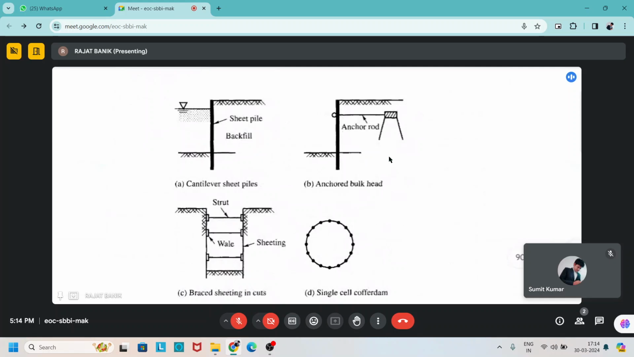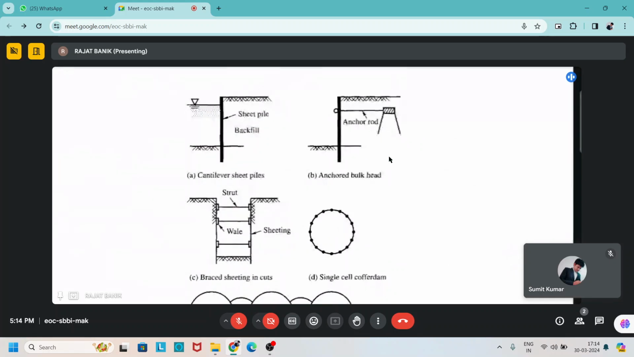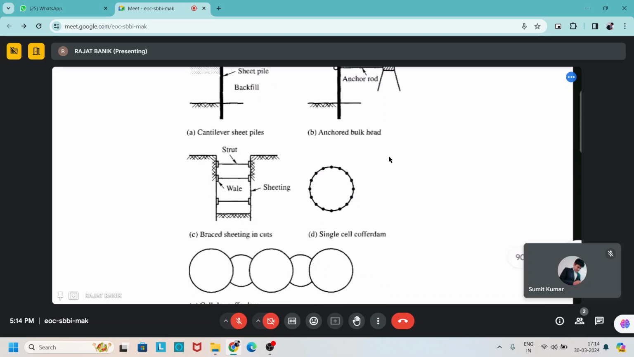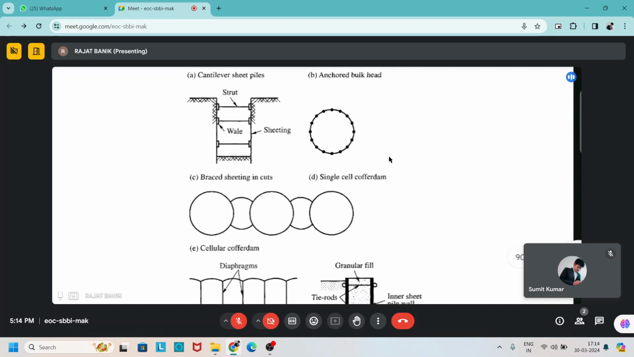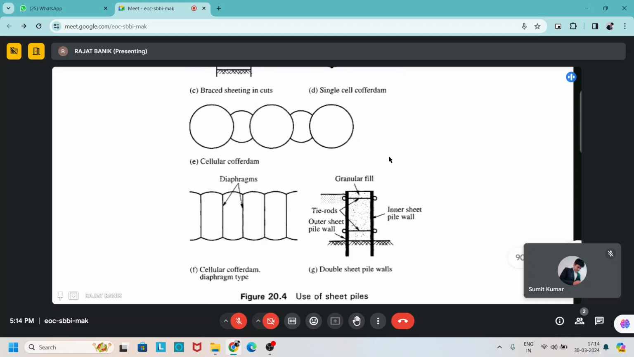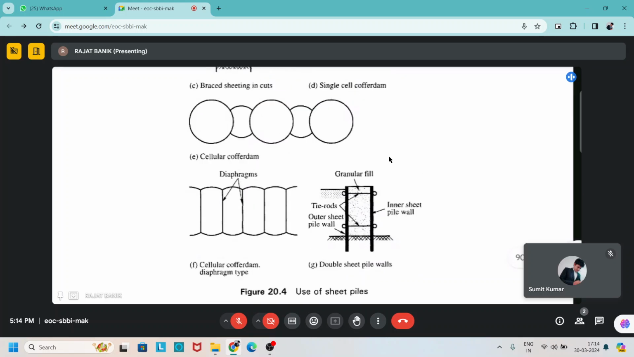So we can see that there are different types of sheet piles. Figures are given. The first one is the cantilever sheet pile, so it acts as a cantilever. On one side the water table is present, a water structure like a river front or dam, and the other side is backfill material. There is another, the anchor bulkhead sheet pile. Then there is braced sheeting in cuts. Then single cell cofferdam, then circular cofferdam and circular cellular cofferdam. Diaphragm types and double sheet pile walls.